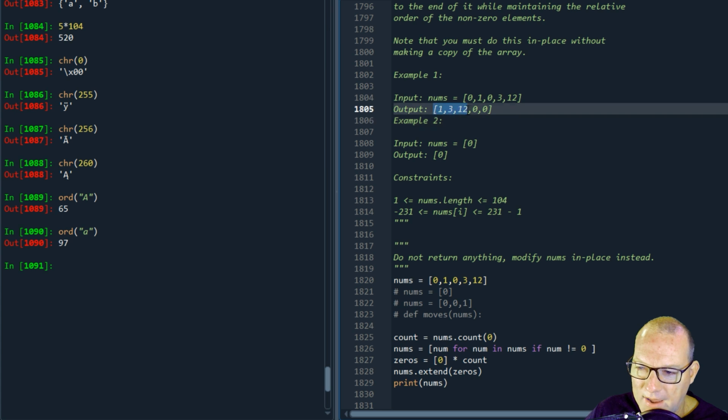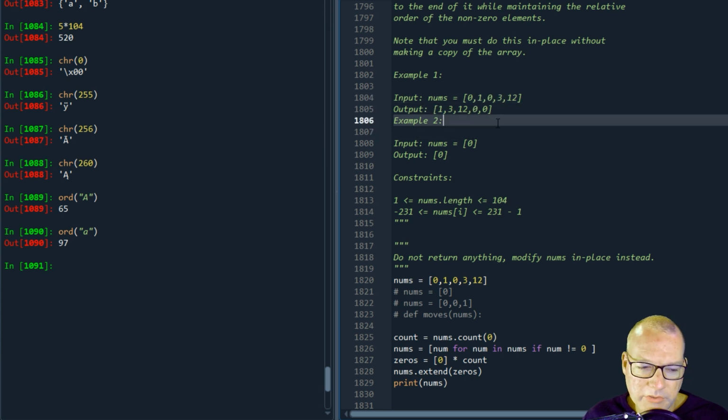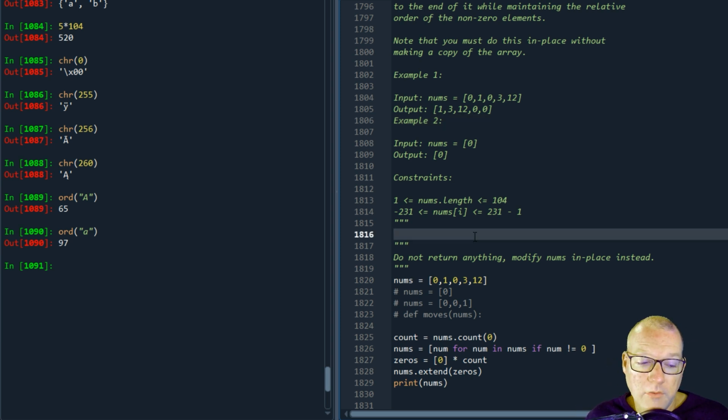of the list without changing the order of the non-zero numbers. So you can't do a sort and then readjust it. We also solved this problem during one of our live streams.